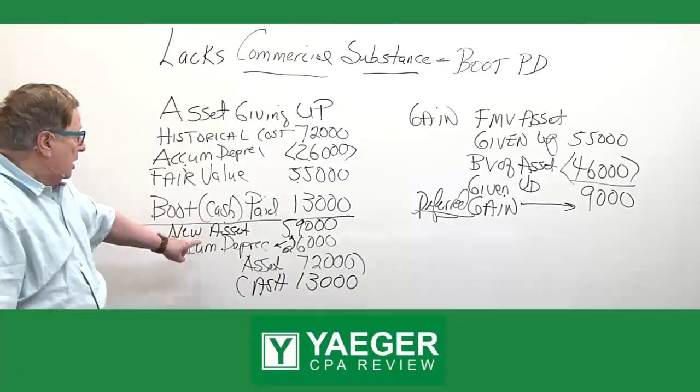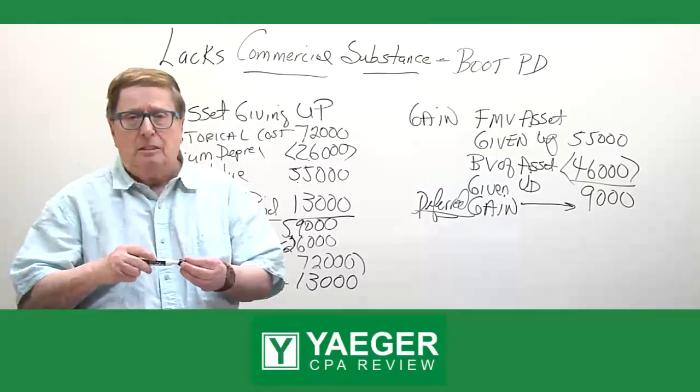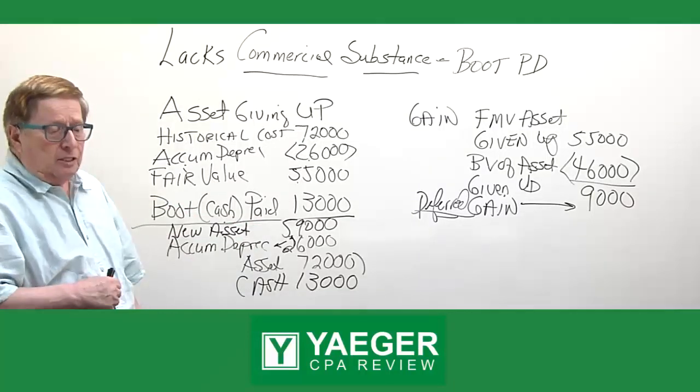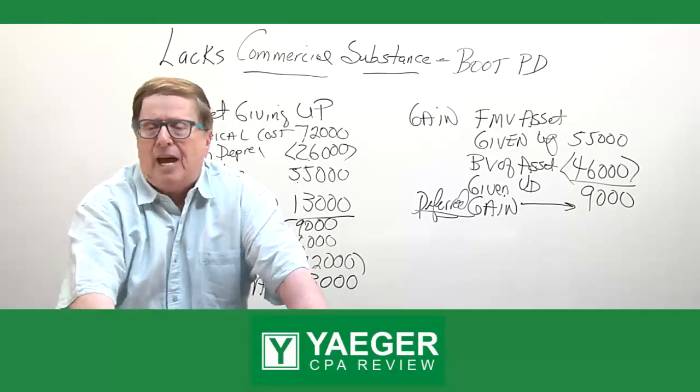In the situation here, it's $59,000. So what we do is we subtract the deferred gain from the plug figure of the new asset. Do you see that? So don't worry about that. Just make the journal entry with the facts you know.